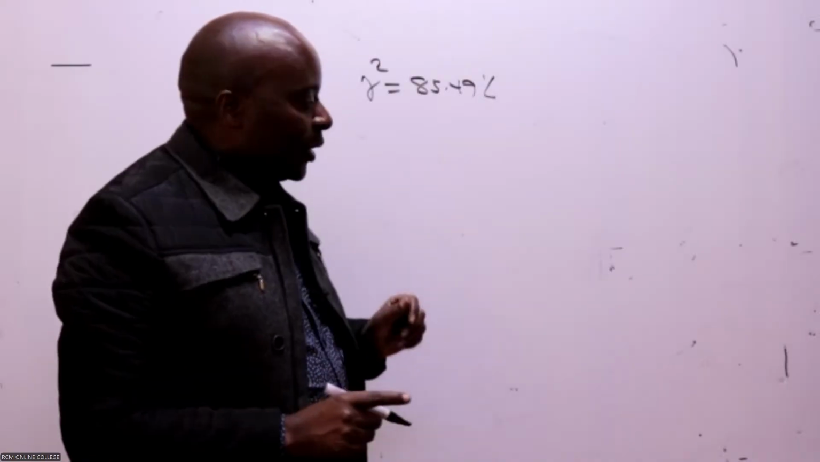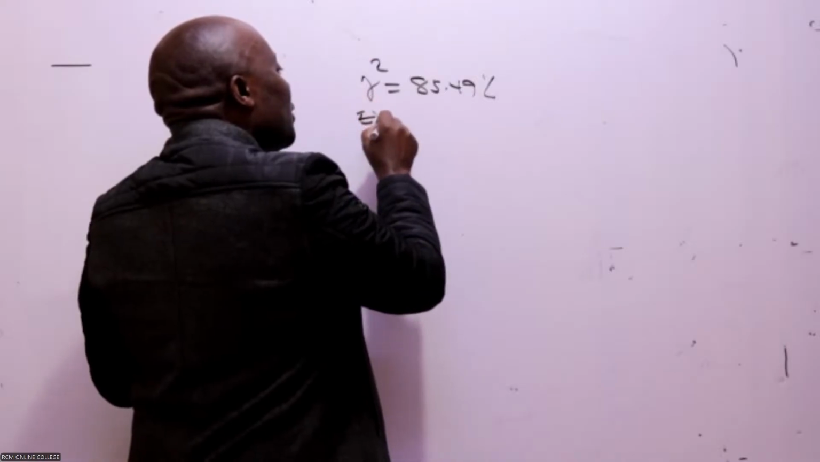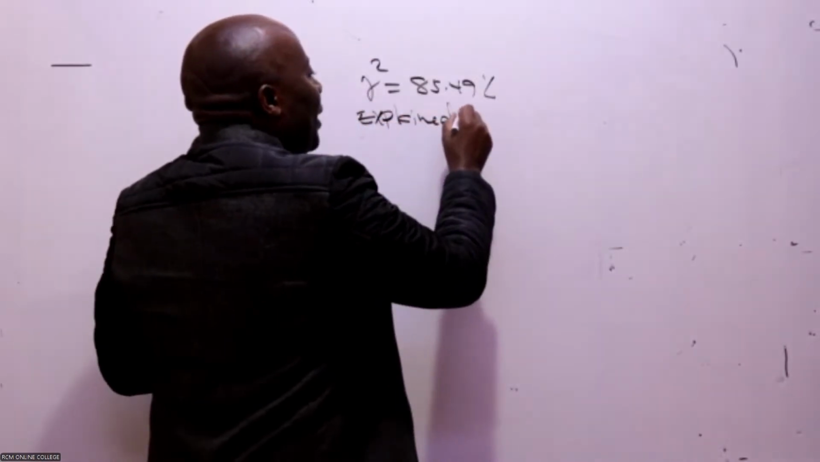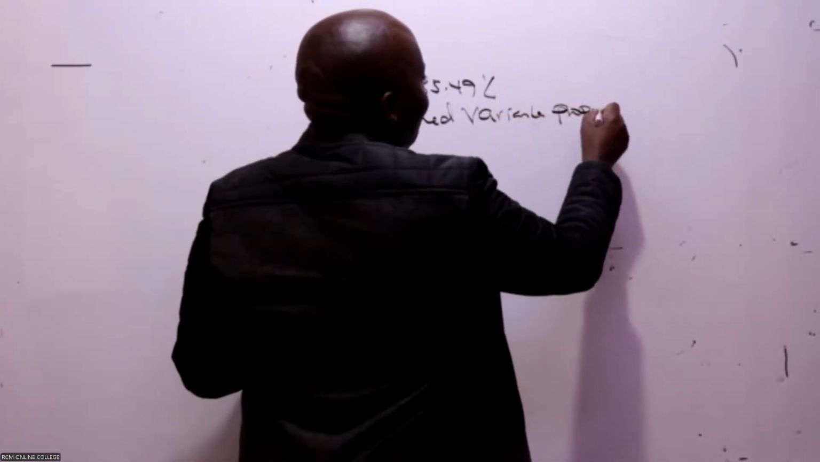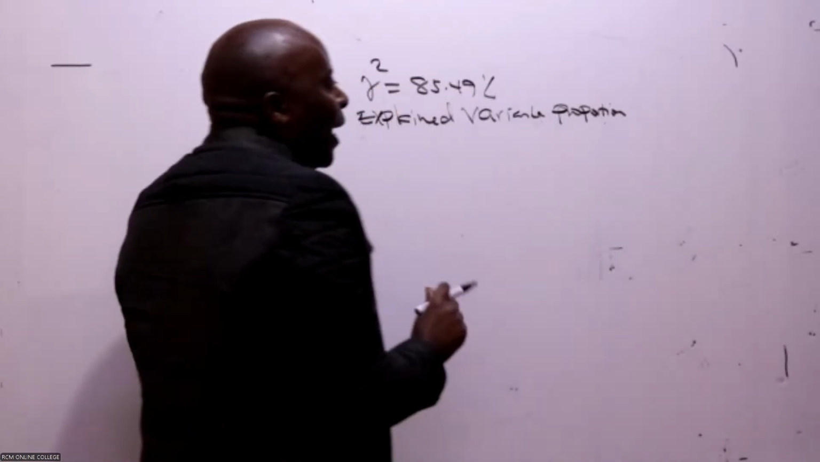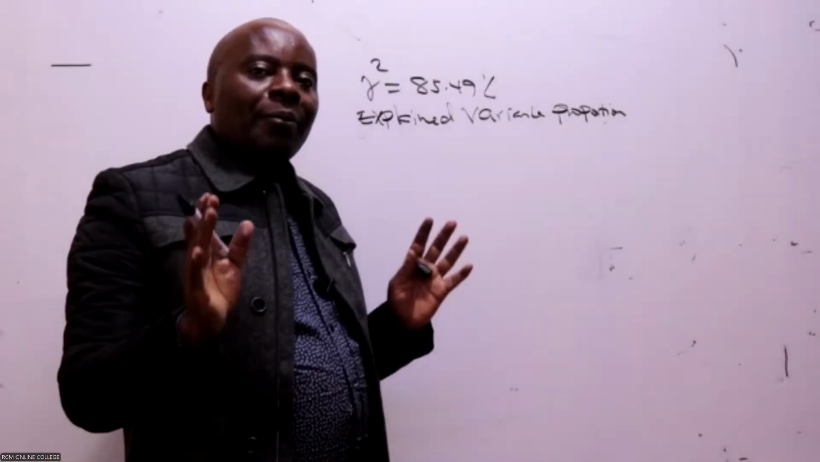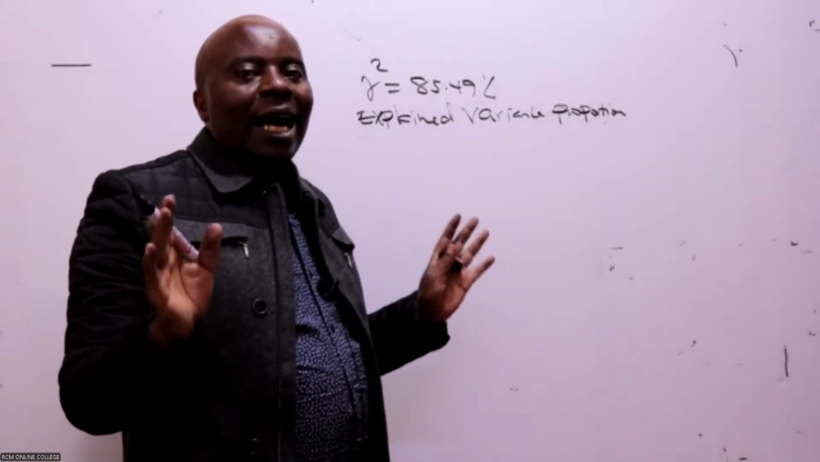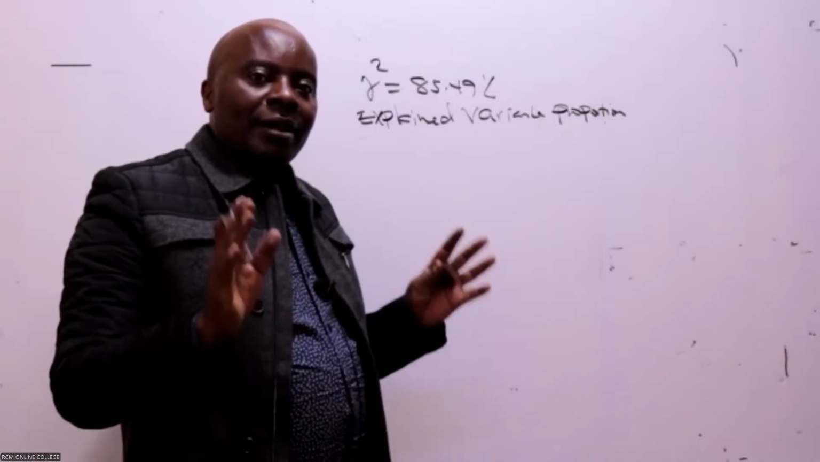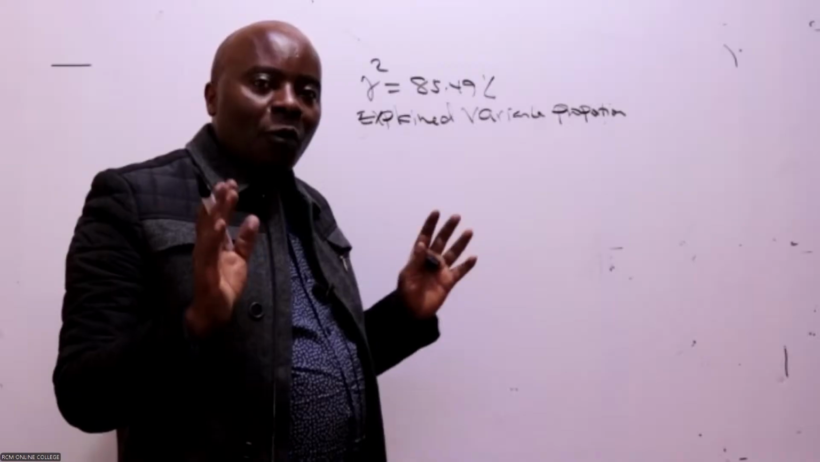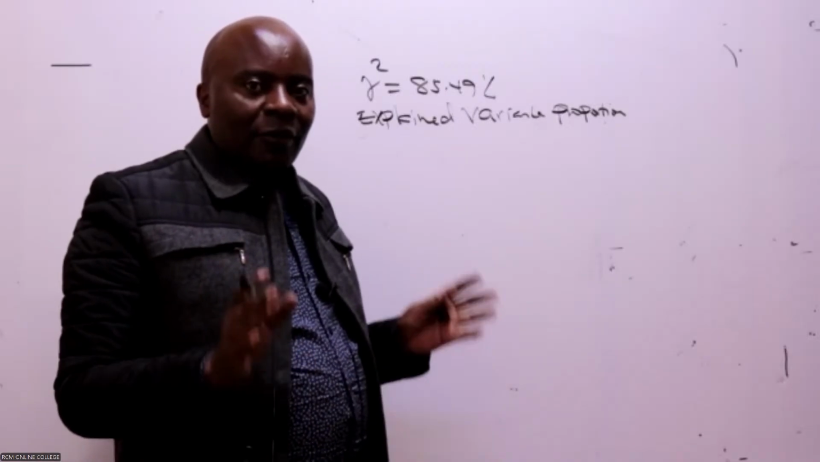Once you have written like that, remember that this R squared stands for what we call the explained variance proportion. Again, the higher it is, the better the ability of the predictive model is. The higher the R squared, the better the model is for prediction.